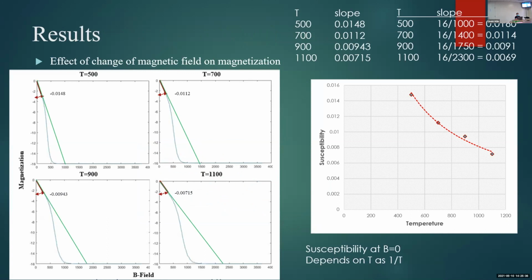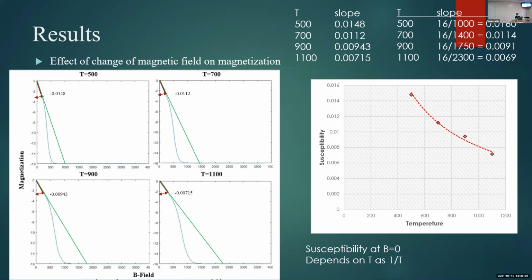So here are my results. In the left-hand side picture, we can see the magnetization with respect to the magnetic field for different temperatures. The left figure shows the change of magnetization with respect to magnitude. The slope of the line in low magnetic fields is calculated for each temperature.